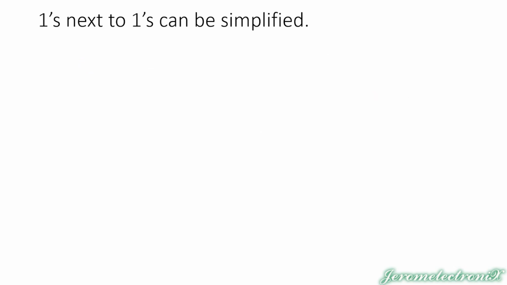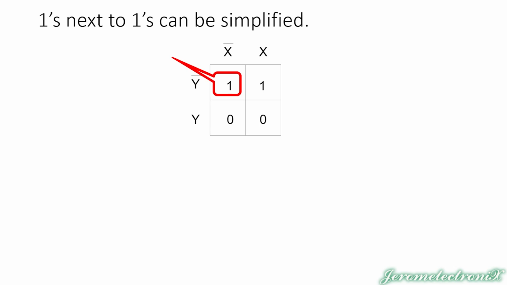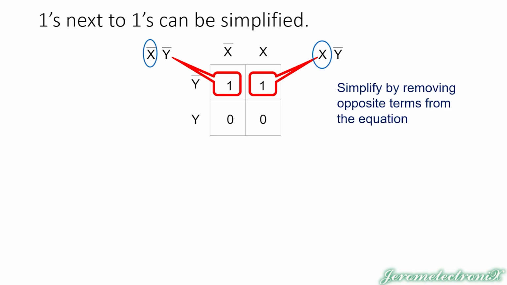Now, I'm relying on the expectation that if I go too fast through these, you can pause this video. Now, how do we simplify with this thing? Well, if we have ones that are next to each other, there's a good chance that they can be simplified. For example, implicating this one, or in other words, we have not X, not Y. Implicating this one as well, we have X, not Y. We can simplify this by removing the opposites in the equation.